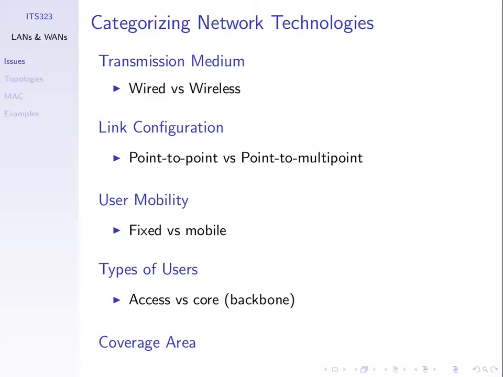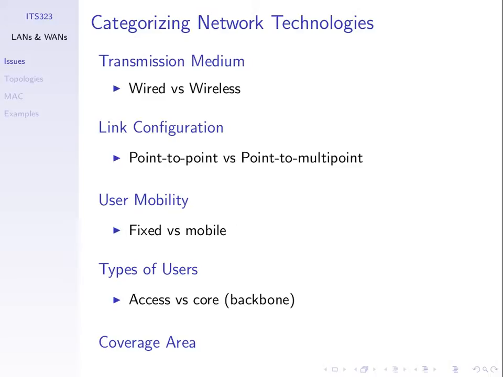Some networks support fixed users, whereas others support mobile users. So Wi-Fi, for example, allows you to move and still access the network. A wired LAN, you're basically a fixed user. If I plug the LAN cable into my laptop, I can move my laptop a little bit, but I cannot go far. So it's considered a fixed network technology.